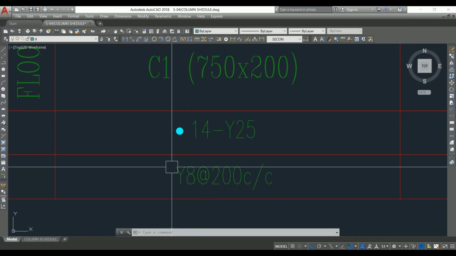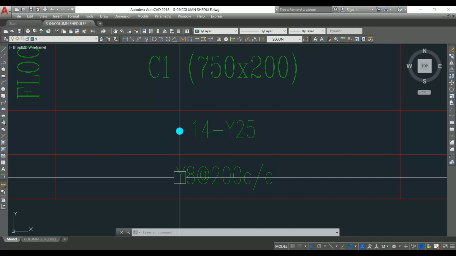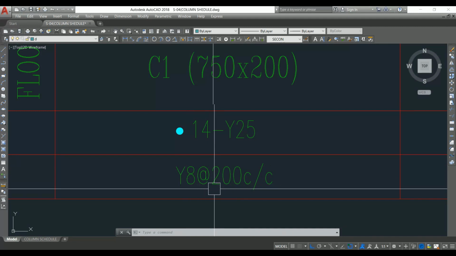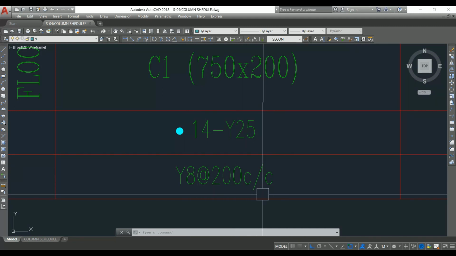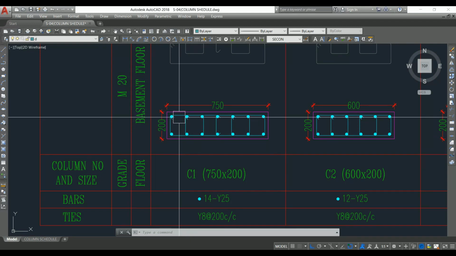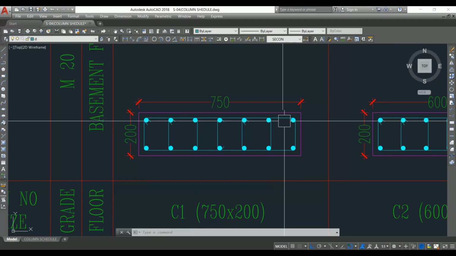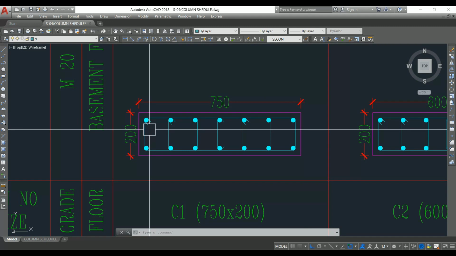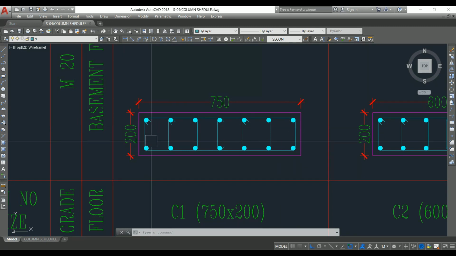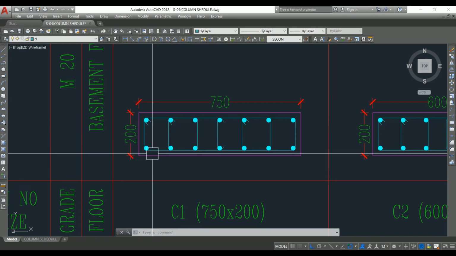Lateral ties is 8 mm dia bar, where 8 represents the dia of the bar, at the rate of 200 mm center to center. See how they have arranged the 14 bars here. In the longer dimension, that is 750 mm, they have 7 bars, and on this side they have 2 bars. In this way they have arranged.